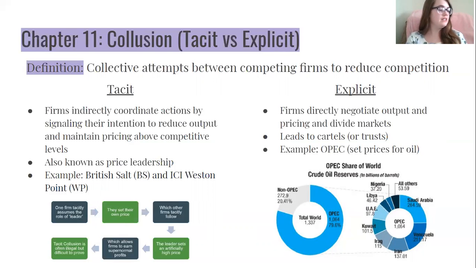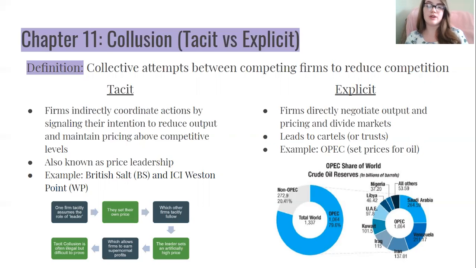Which brings us to explicit collusion. That's different because firms directly negotiate and actually meet up to discuss output and pricing and the division of markets. So this, of course, leads to cartels, which are also called trusts. And the most famous and accepted example of this type of collusion is OPEC, which stands for the Organization of Petroleum Exporting Countries.